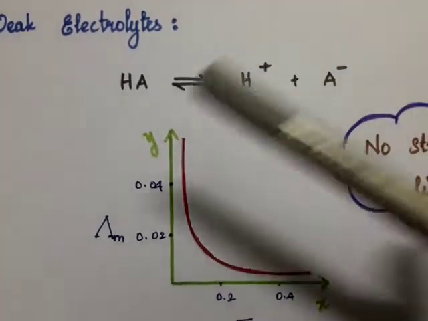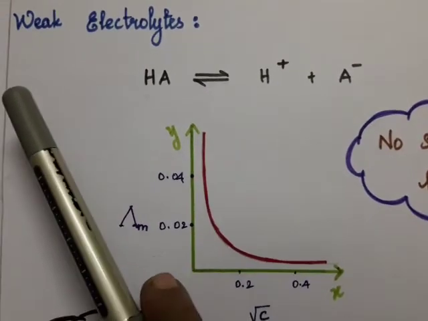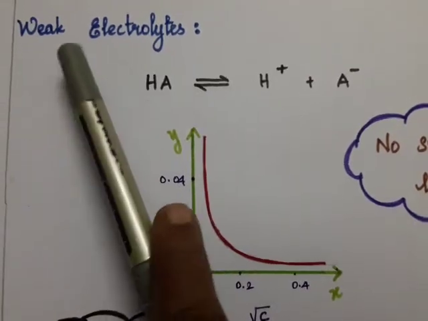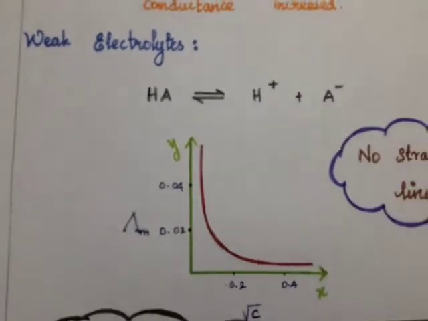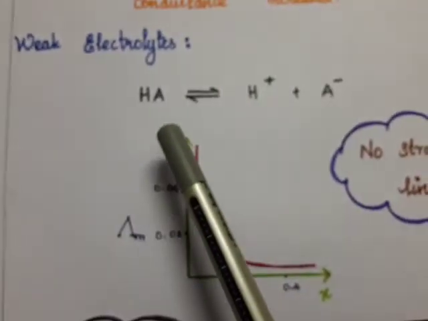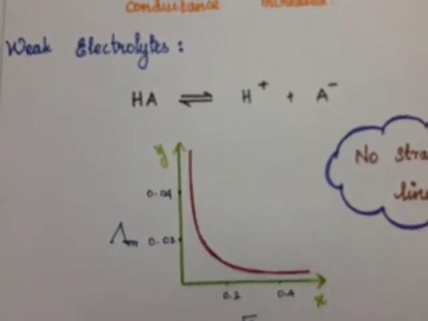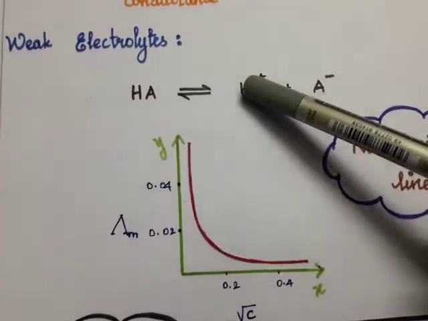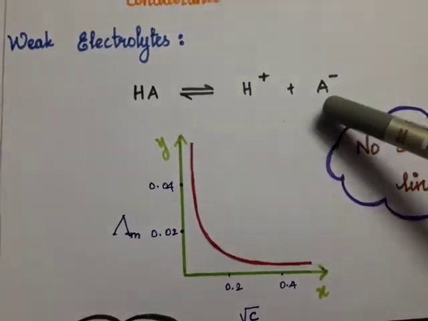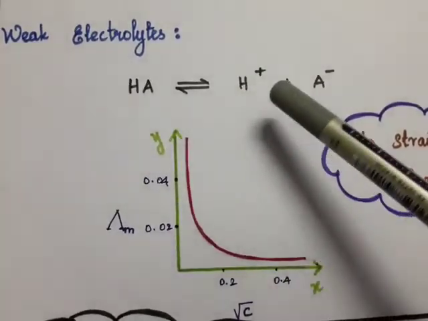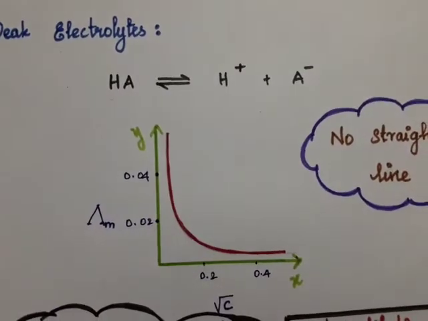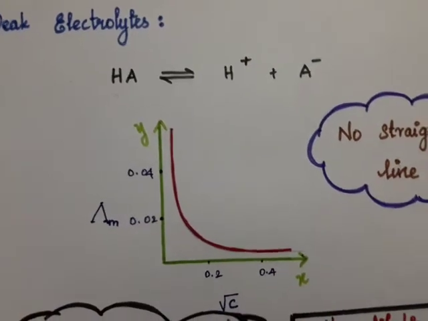So strong electrolytes we have already learned in the last video. Now we are going to see weak electrolytes. So what is meant by weak electrolytes? Weak electrolytes means they cannot be completely ionized into their ions. It is partially ionized, right? Let me show the graph involved in the weak electrolytes.